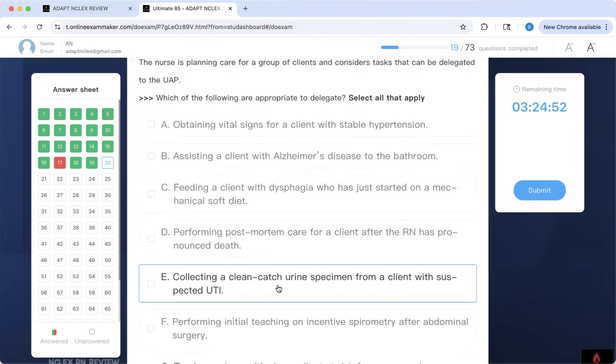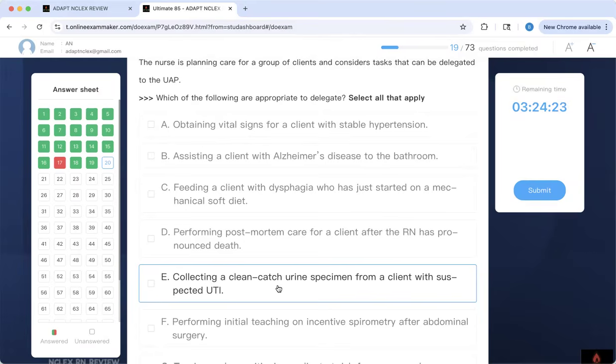And this is planning care for a group of clients and considering tasks that can be delegated for a UAP. Anything that requires thinking, just ADL. Which of the following is appropriate to delegate? Select all that apply. Obtain vitals for a client with stable hypertension. Assist client with hypertension, Alzheimer's to the bathroom. Feeding a client with dysphagia who has started on mechanical soft diet. Performing postmortem care for a client after RN has pronounced the client dead.